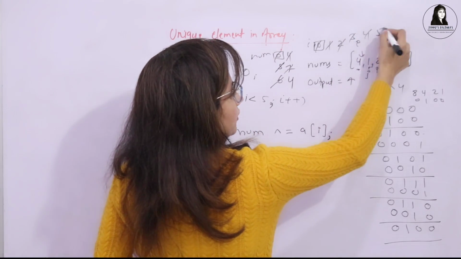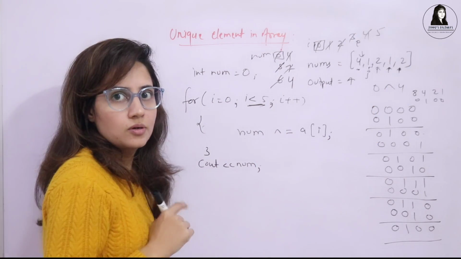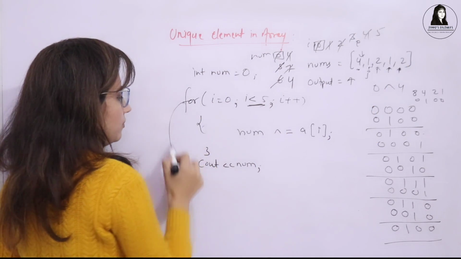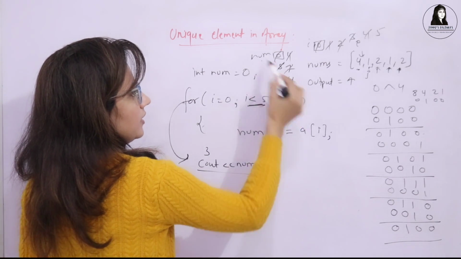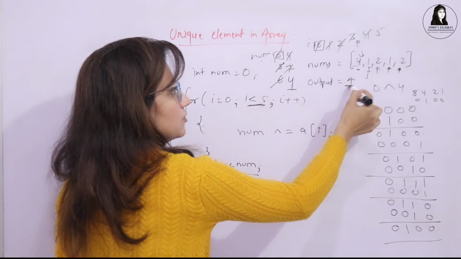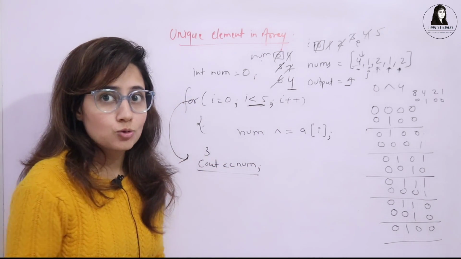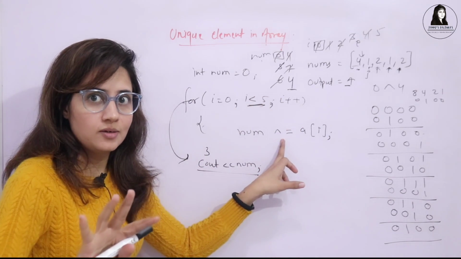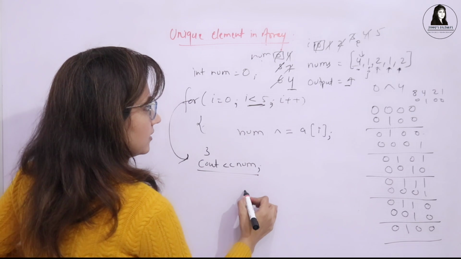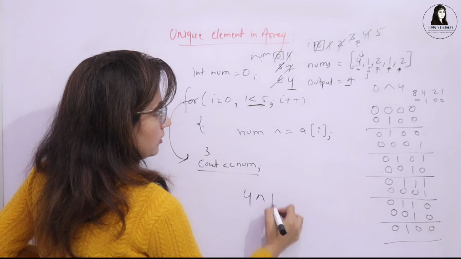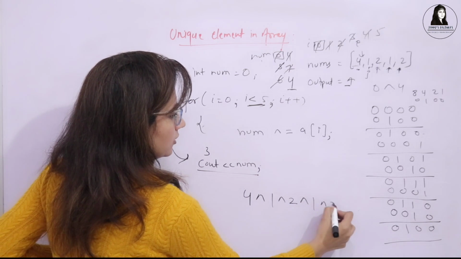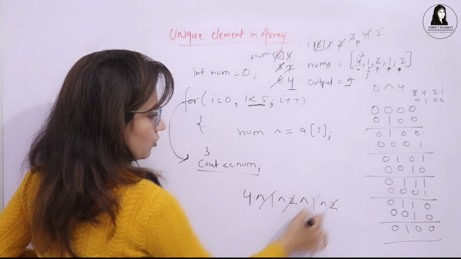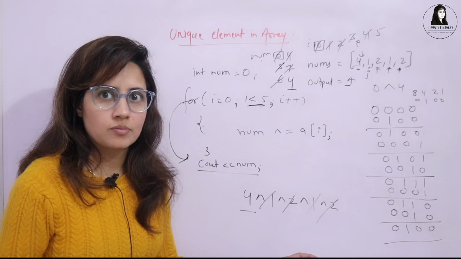Now i becomes 5. Is this condition true? No. Exit from the loop and just print the number. In num we have 4 and the answer is 4. So this is how actually the inner working of this XOR operation happens, right? It's not like we directly do 1, then 2, then 1 and then cancel out, and the answer would be 4.